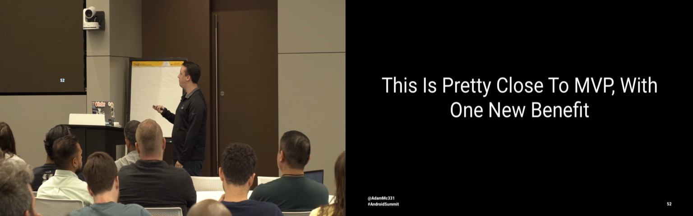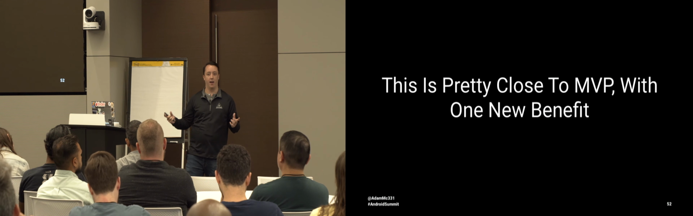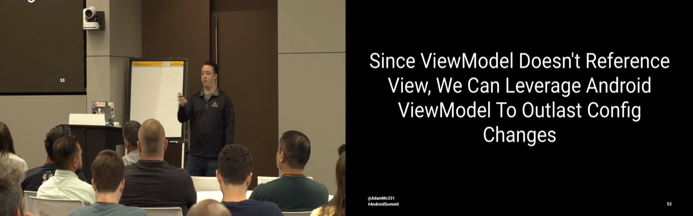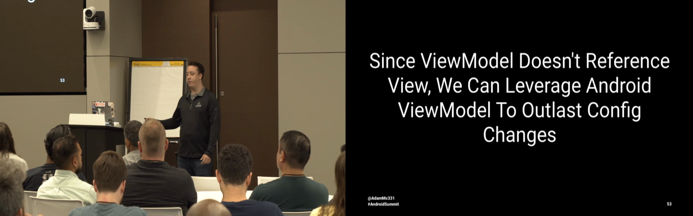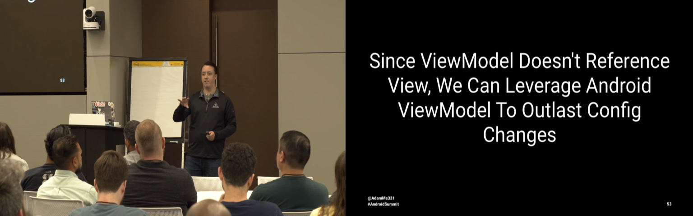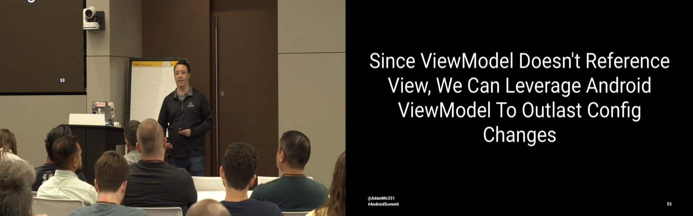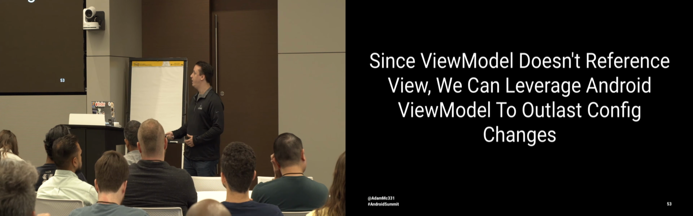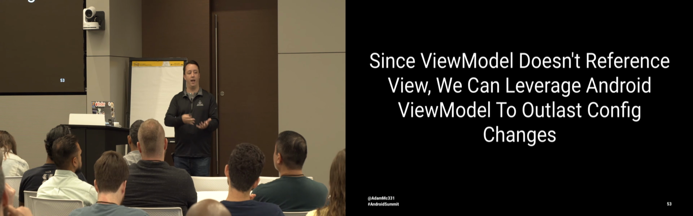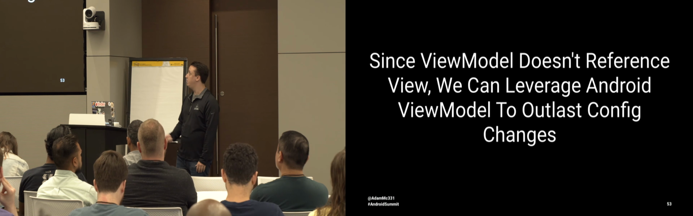I should have called out, you may have noticed that in my view model slide, I just had a view model class. I wasn't dealing with the architecture component ViewModel. But that's where this comes into play. Since our view model doesn't reference the Android view, we can leverage Android's architecture components to outlast configuration changes. Using Model View Presenter, that's not possible. When the activity is recreated, my presenter is still referencing the old activity. Handling rotation is really difficult. But if we didn't have a reference to the view and we had something that would outlast that activity recreation, handling state becomes a lot easier.